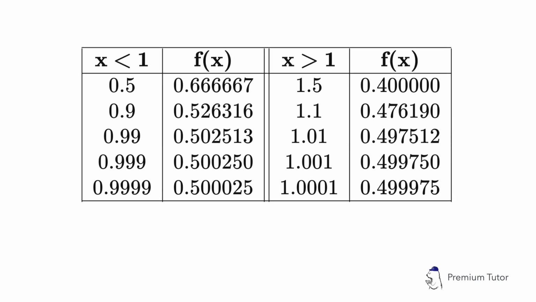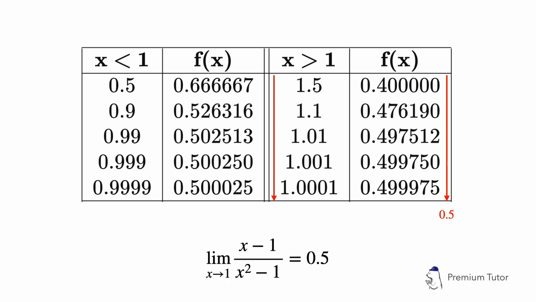Now, let's look at what's happening with the numbers. As x gets closer to 1 from the left, 0.9, 0.99, 0.999, the values of f of x move toward 0.5. From the right, 1.1, 1.01, 1.001, they do exactly the same. So, from both directions, the function approaches 0.5. That means the limit as x approaches 1 is 0.5. Even though the function has a hole there, its behavior is clear. It's heading straight toward that value.